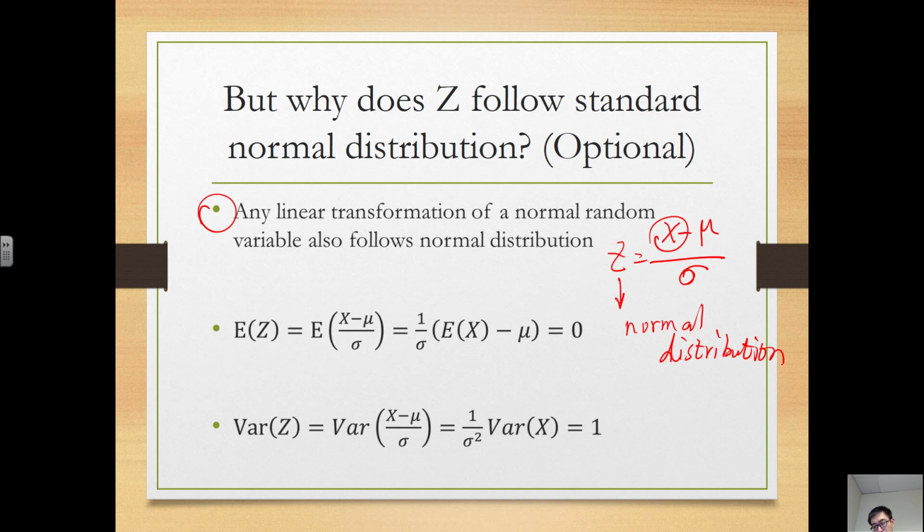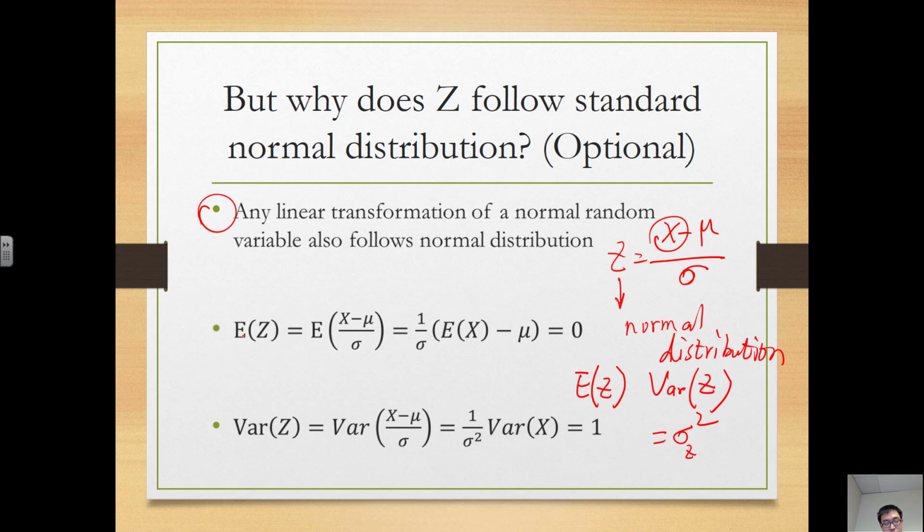Because we know z follows a normal distribution, to prove that z follows the standard normal distribution, we also need to know the mean of z, in other words the expectation of z, and also the variance or standard deviation of z, because the variance is just the square of the standard deviation, sigma squared.